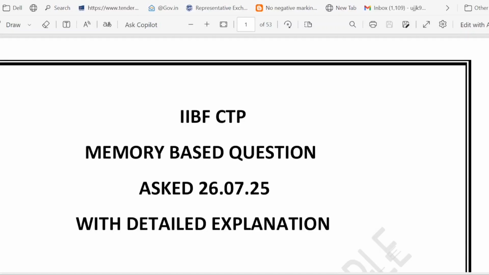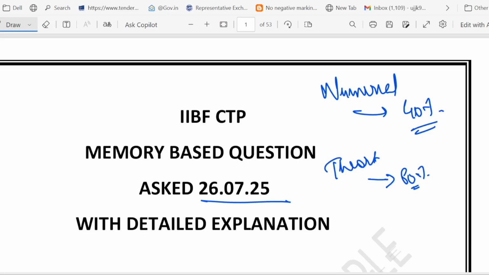If you are looking for IIBF CTP memory based questions which appeared in the examination on 26 July 2025, then you are at the right place because we are going to discuss all the important MCQs. If I tell you the weightage of numerical and theoretical portion, please understand that numerical accounts for almost 40% of the syllabus while theoretical questions account for near about 60% of the syllabus. So you can see the importance of numerical.